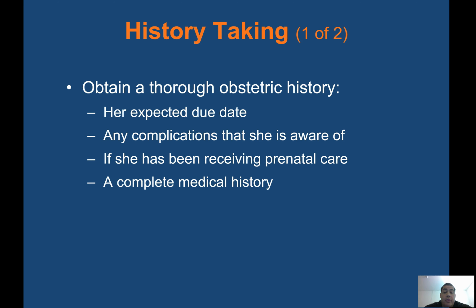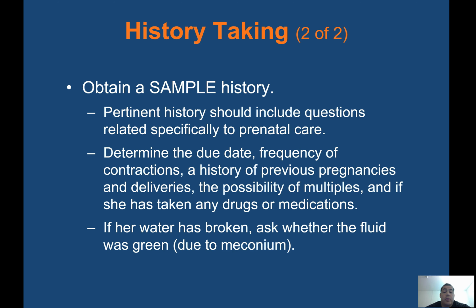History taking. Obtain a thorough obstetric history: her expected due date, any complications that she is aware of, whether she has been receiving prenatal care, and a complete medical history. Obtain a SAMPLE history. Pertinent history should include questions related specifically to prenatal care. Determine the due date, frequency of contractions, history of previous pregnancies and deliveries, possibility of multiples, and if she has taken any drugs or medications. If her water has broken, ask whether the fluid was green due to meconium staining.